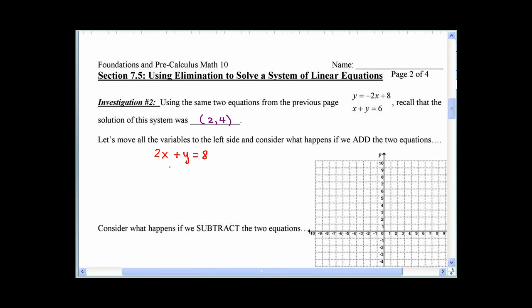X plus y equals 6 is still the same. And in this case, I said let's add the equations, so I'm going to add them all up. And we'll have 3x plus 2y equals 14.